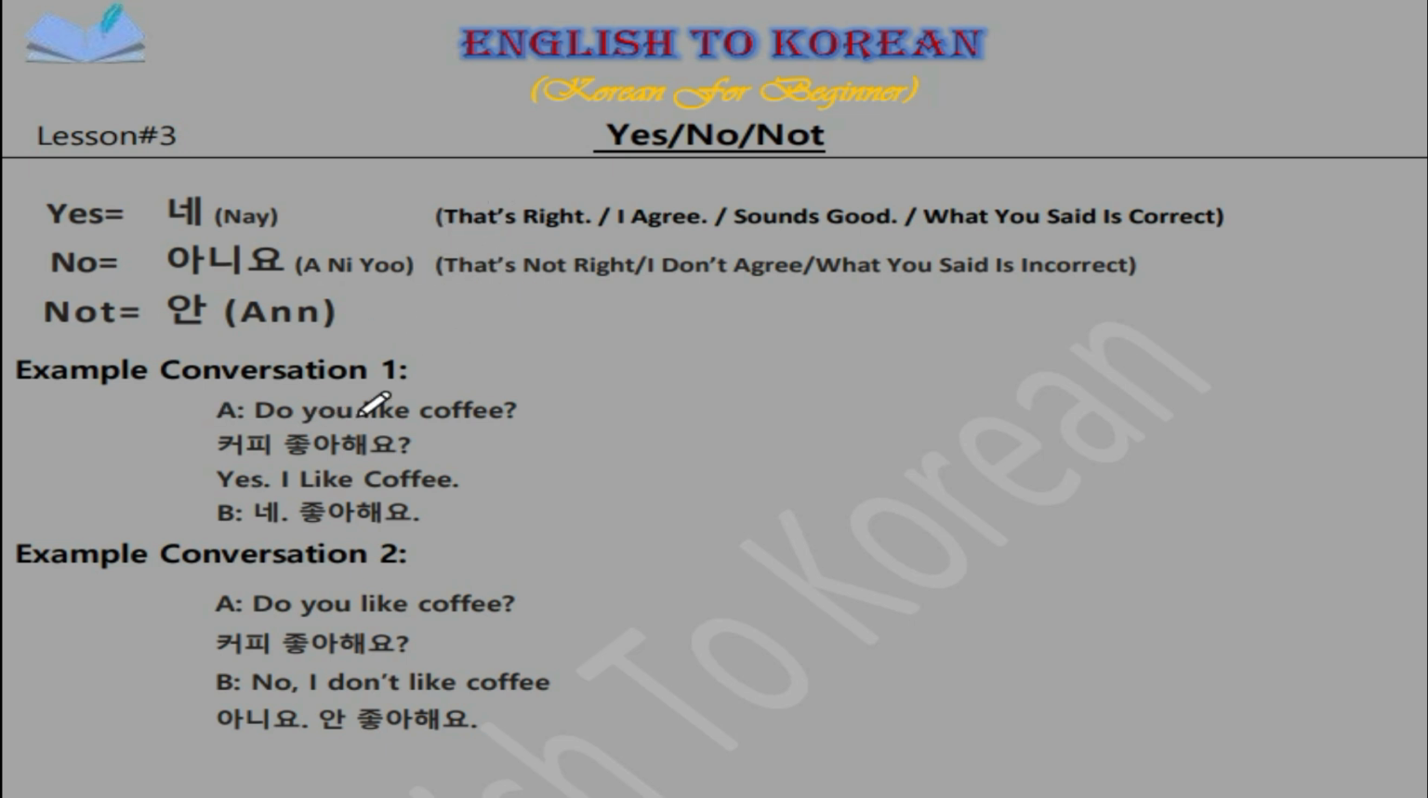Here A person asks B person, do you like coffee? Coffee means coffee. 좋아해요. 좋아하다 means to like. Coffee 좋아해요. The B person replied to A person that is yes. 네. I like coffee.